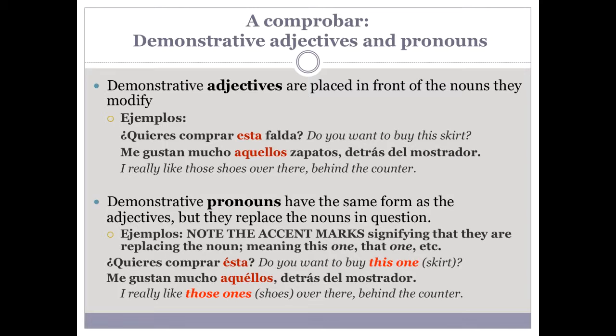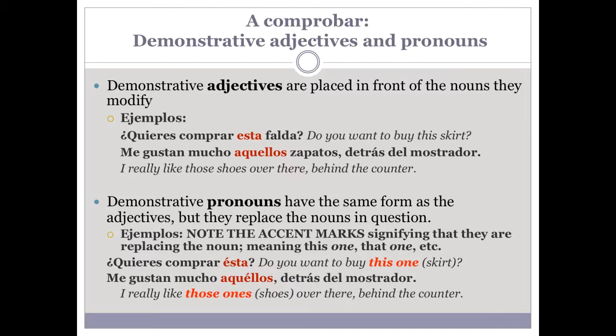Now we know we're talking about skirts, so you might want to ask about the next one. You might want to say, ¿Quieres comprar esta? Because we know we're talking about skirts. Do you want to buy this one? Notice that esta has an accent mark. Now, obviously, when we're speaking, we don't use the accent mark, but when we're writing it, we have to.